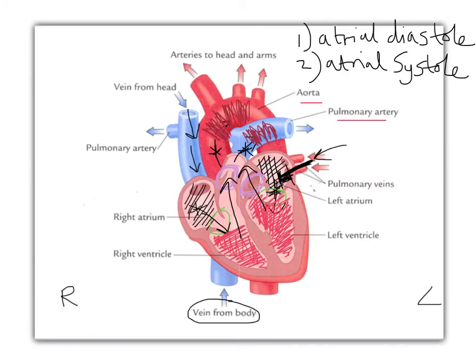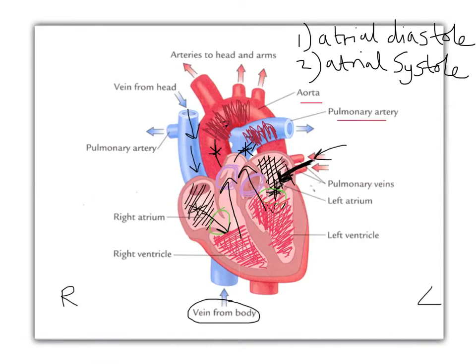So this whole thing is controlled by pressure. When pressure is high in the atrium, low in the ventricle, it moves into the ventricle. When it's higher in the ventricle than it is in the blood vessels that it's going to move into, it moves out the ventricles into those blood vessels.